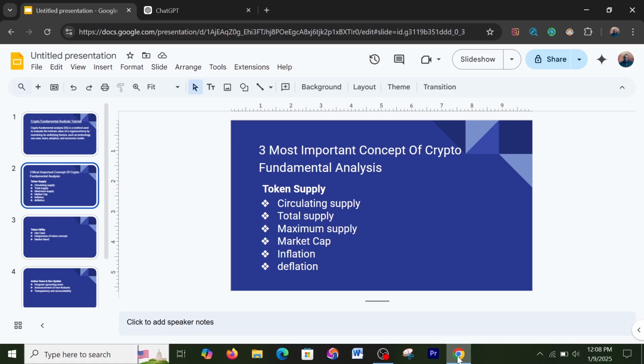While the maximum supply is the total number of the token that will ever exist. So no matter what, that's the maximum that will ever exist, irrespective of anything that happens. It will always be like that. Like for Bitcoin, the maximum supply is 21 million. It's never going to exceed that. That's maximum supply. The market cap is the circulating supply of a token multiplied by the price. So that's what gives you market cap.